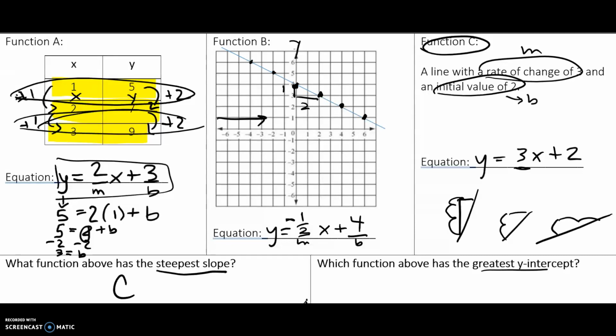Which function has the greatest y-intercept? So which was the largest y-intercept? Looking at these numbers, I had 3, 4, and 2. So function b had the greatest y-intercept.